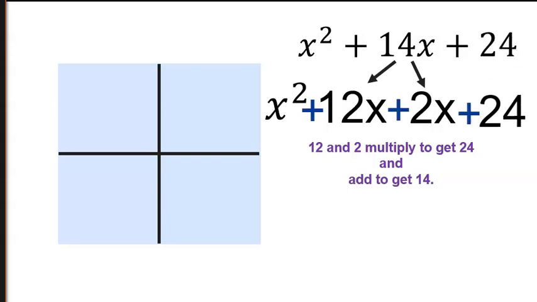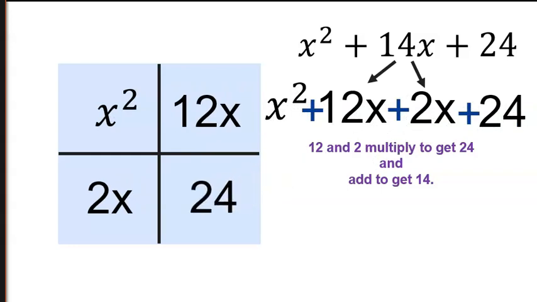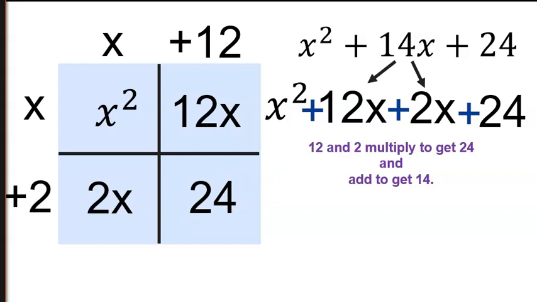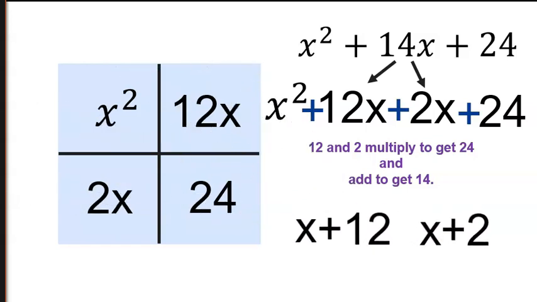This gives me the 4 small areas of my box. Now, this example is just like the previous example. Once I have my box filled out, I just need to find the greatest common factor of each row and column. Then I take the length and width of my rectangular box and use them to write the quadratic expression in factored form.